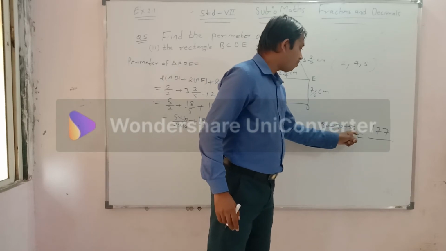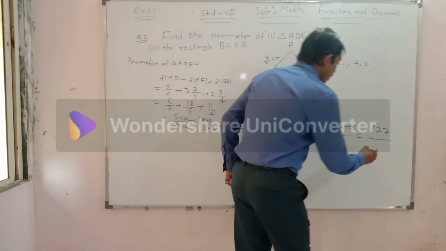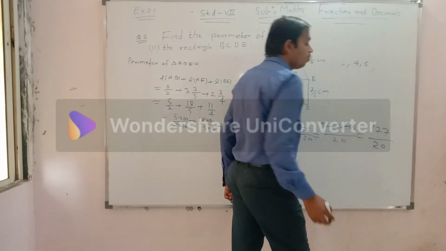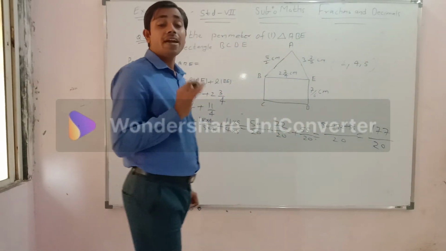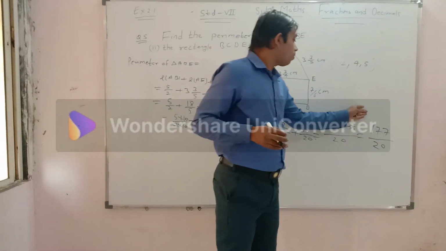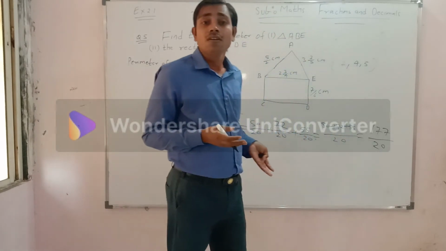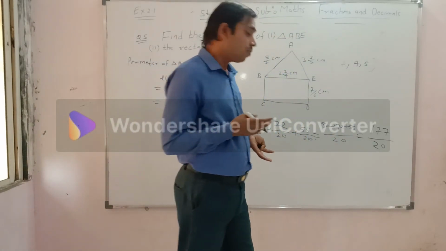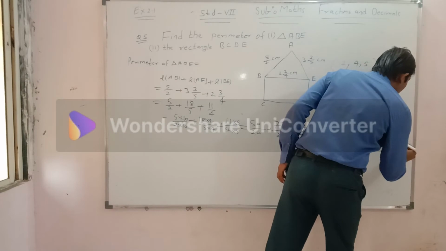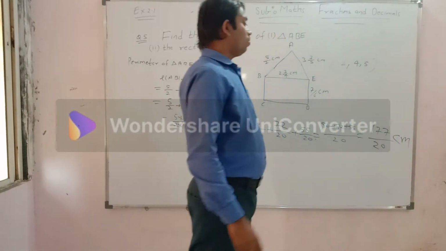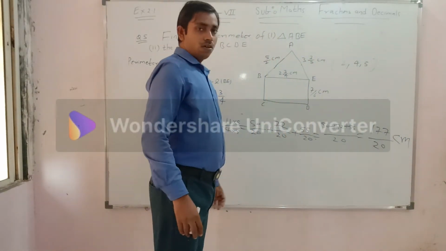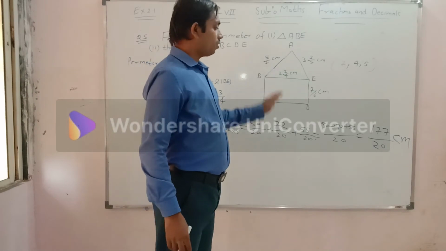12 plus 5 is 17, whole divided by 20. What? You must write the unit. What is this, 17 by 20? This is a length, so centimeter must be written down. So you must mention the unit. So this is the required perimeter for the given triangle.